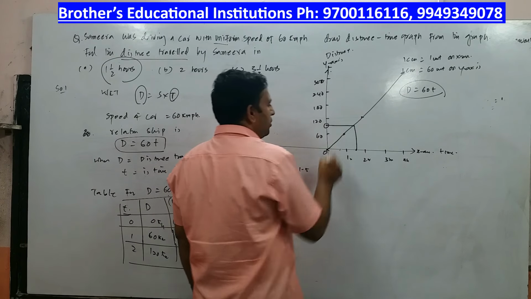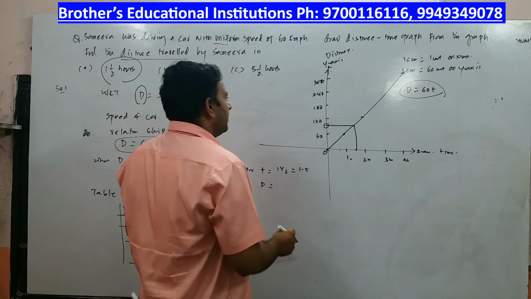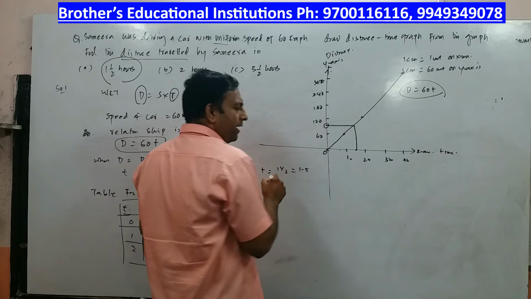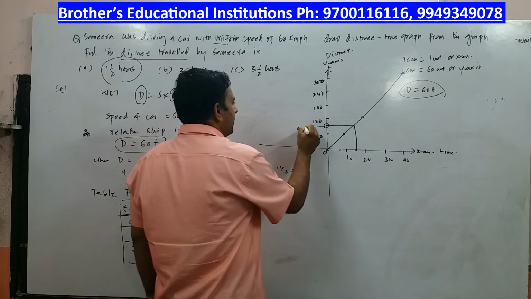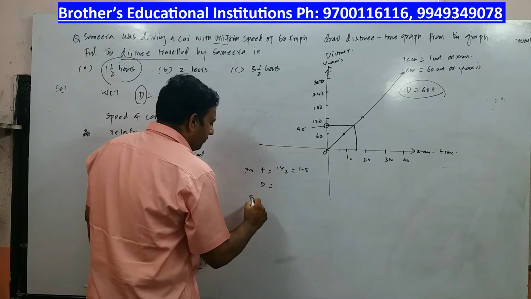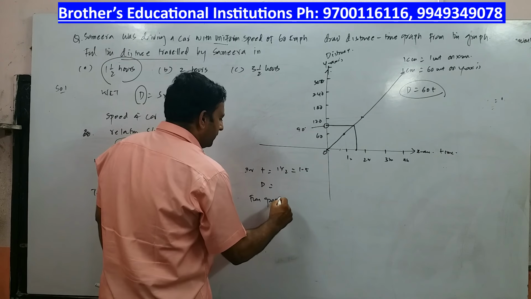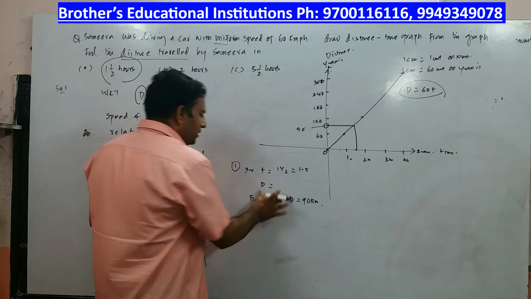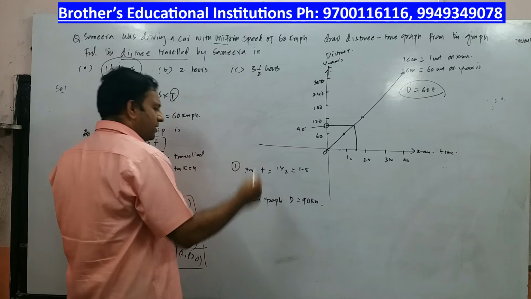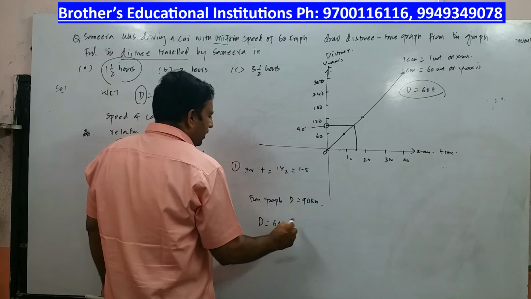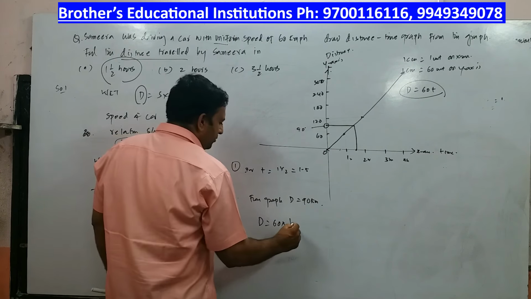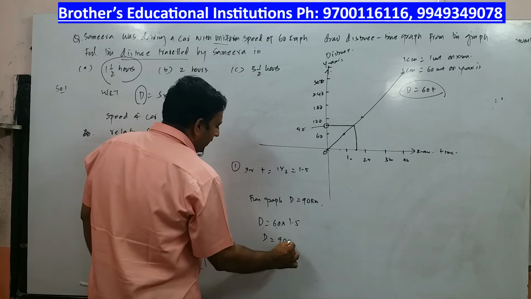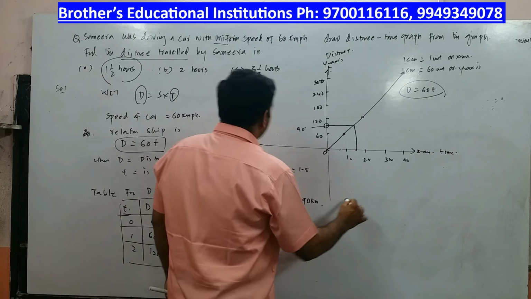What is the value here? You need to note. And if you see using the graph, the value between 60 and 120 is 90. All right. So you can see this value is 90. So from the graph, d is equal to 90 kilometers, right? Now this is using the graph. Otherwise, if you are not using the graph, substitute in the relationship d equal to 60 into t, where t is equal to 1.5. So d is equal to 60 into 1.5, which is 90 kilometers.